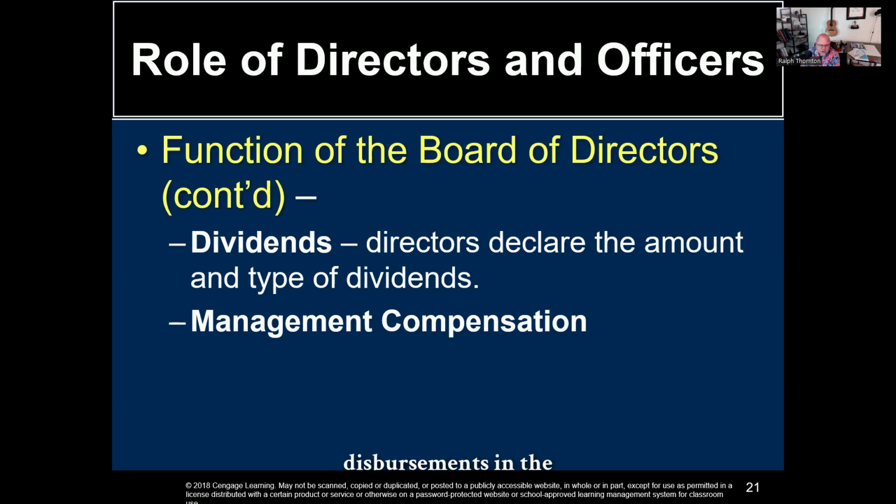So when we talked about disbursements in the last two chapters, disbursements are part of that. So they have the powers within their purview to declare that dividend and what type of dividend they're going to do. And then they set the pay for the management and how they're compensated.